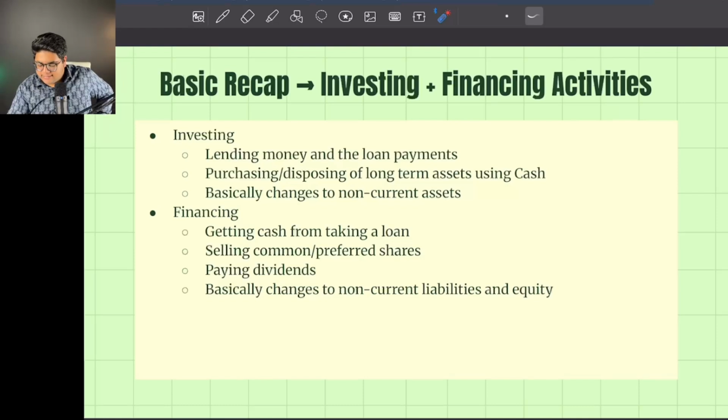Lastly, we have our financing activities. For example, you get cash from taking a loan, or you sell common or preferred shares. You pay dividends to someone. Basically, your changes to non-current liabilities and/or equity.